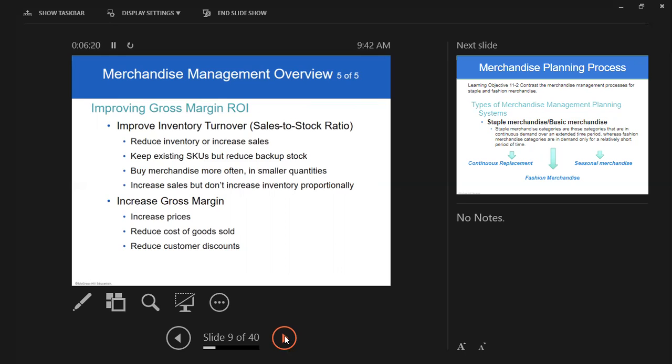And then reduce the customer discounts. Maybe last time you gave like 30%, but now you give only 10%. So when you reduce the customer discount, you can enjoy a higher gross margin.